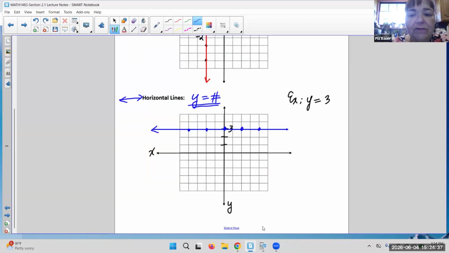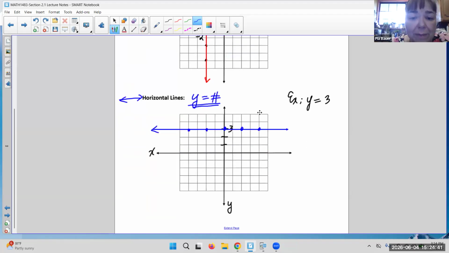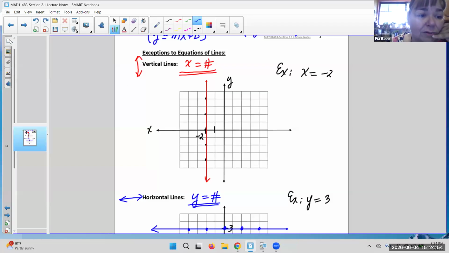They're still linear functions. Now, notice that the horizontal line will pass the vertical line test, so it is a function, but the vertical line will not pass that vertical line test for functions. So it's not a function at all.